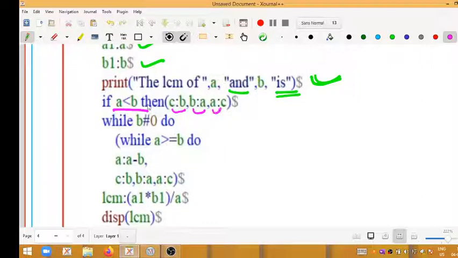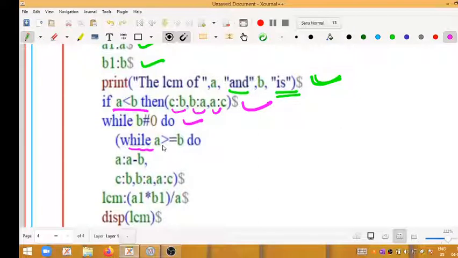So that is what I am representing: if A is less than B, then C is B, B is A, A is C, then dollar. Next we want to use a while loop for B not equal to 0. Why? Because by using the while loop, we put the body in the bracket.